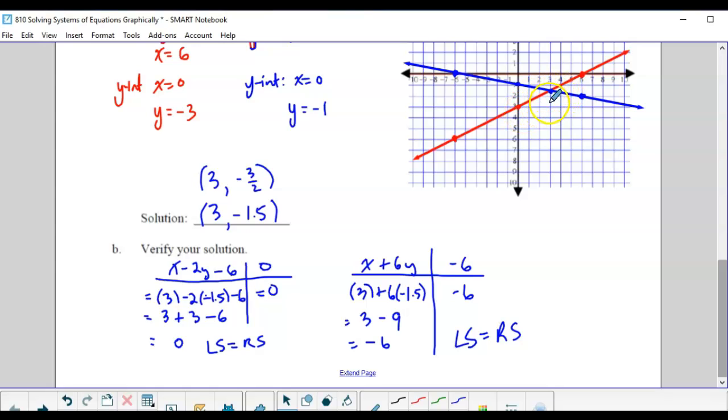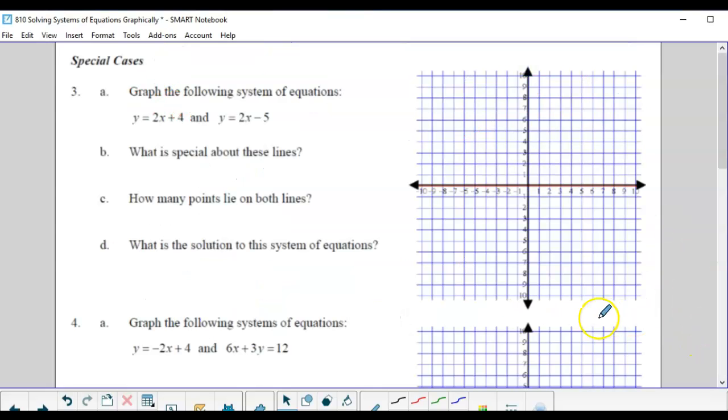Okay, but that's the reason why graphically it's a little bit hard when you're doing it by hand if it's in between there, because it might not be a half, it might be an eighth, or a 12th or something like that, and that's hard to see. So this is just what we do for now, and then we'll learn some algebraic methods. Okay, so let's look at some special cases. So graph the following system of equations.